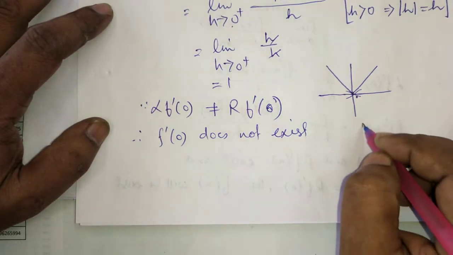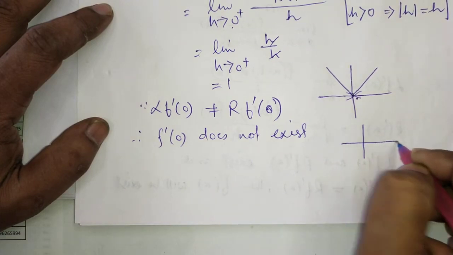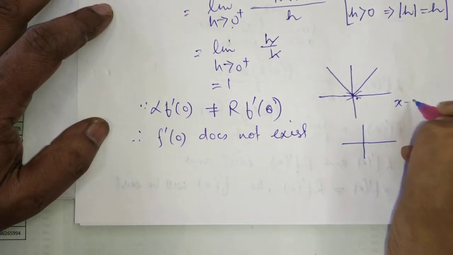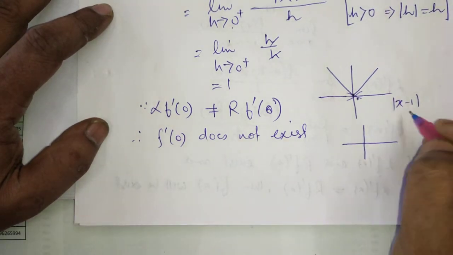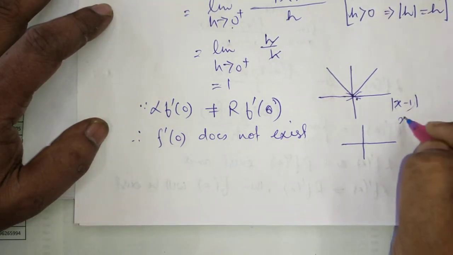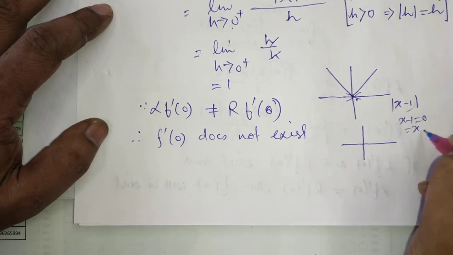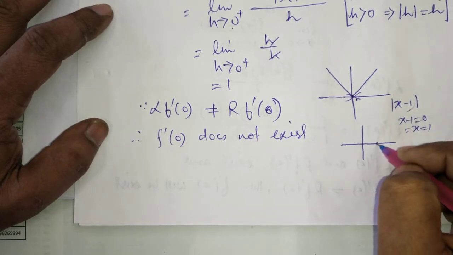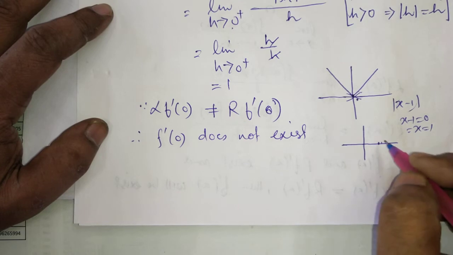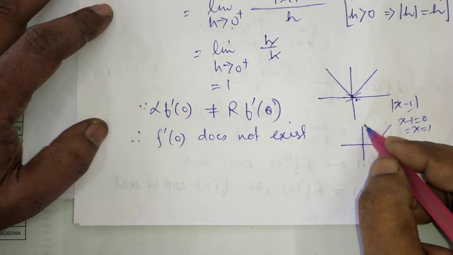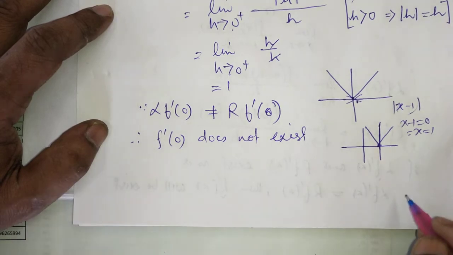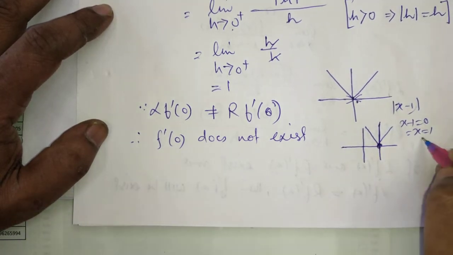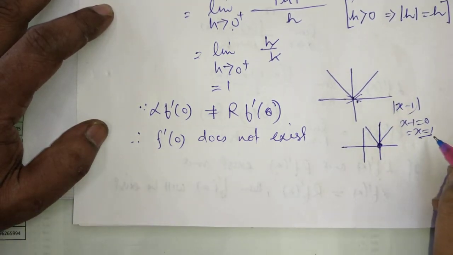If I draw another curve, suppose modulus of x minus 1, this is a curve. So how to draw the curve? You make x minus 1 equal to 0, then x is equal to 1. So the graph will start from there. It will be shifted here. Your graph will be this, and this is the x is equal to 1 line. So at that point x is equal to 1 the function is not differentiable.